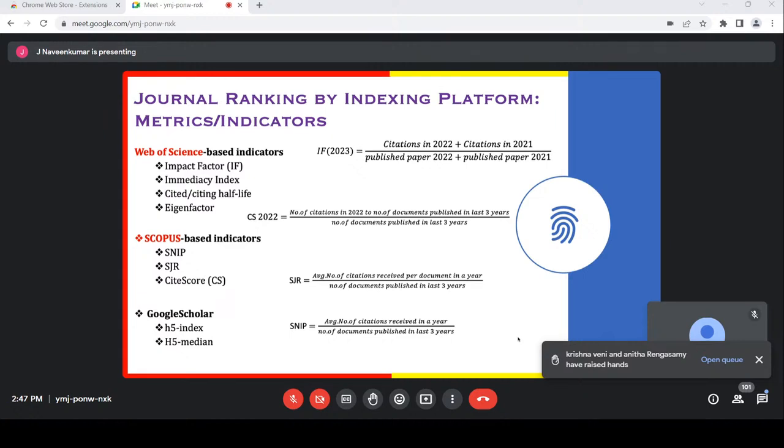So we have other metrics like half-life, eigenvectors, normalized eigenfactors, then article influence score. So all these are some set of other metrics that we can use.